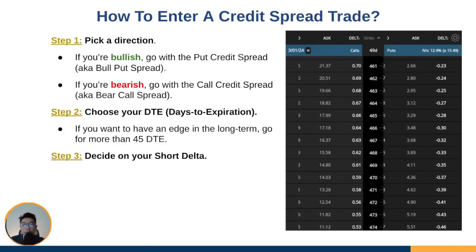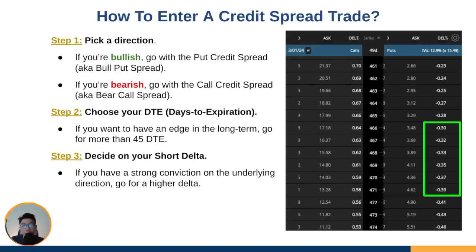Now, step number 3, and that is to decide on your short delta. When you're putting on a credit spread, the very first thing you have to decide on is the short strike. If you're doing the put credit spread, you have to decide on your short put. If you're doing the call credit spread, you have to decide on the short call option.